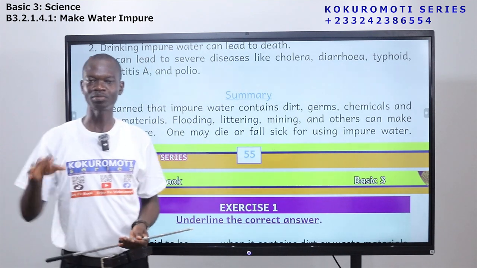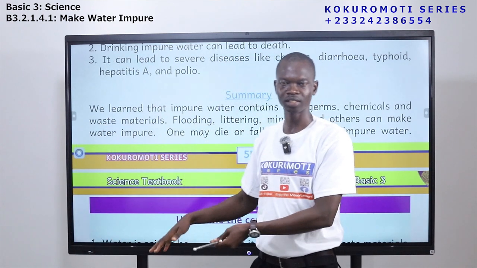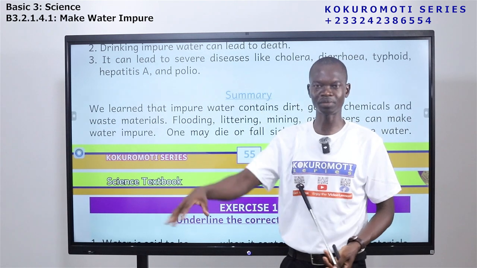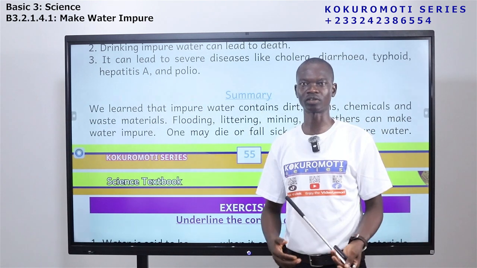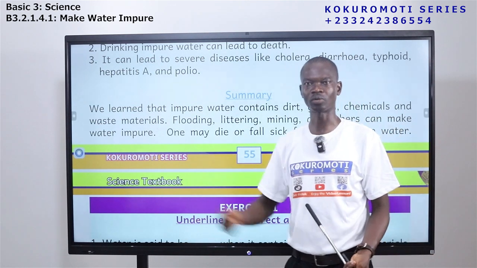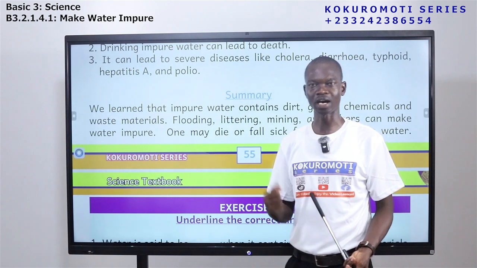In school, we have dustbins around. In the house, we have where we keep our waste. Make sure you put them there. Don't just carry them and pour them in gutters, or just litter around. Anytime it rains, the rainwater will wash all of them into our water bodies. That is where we also get our water to prepare our food.